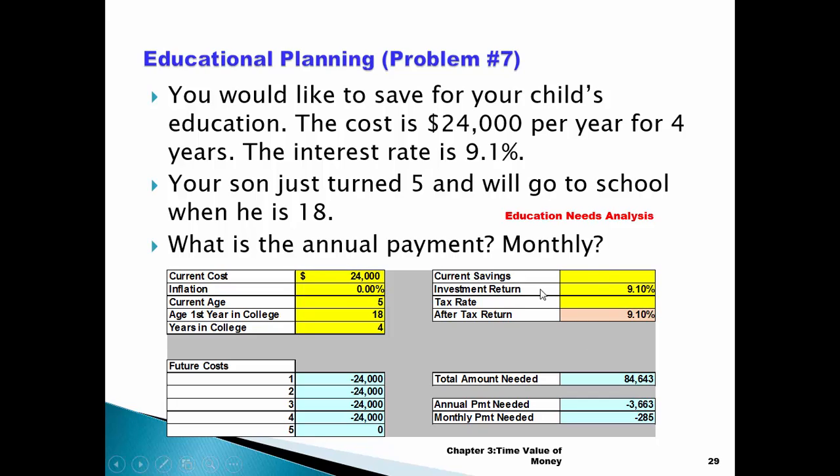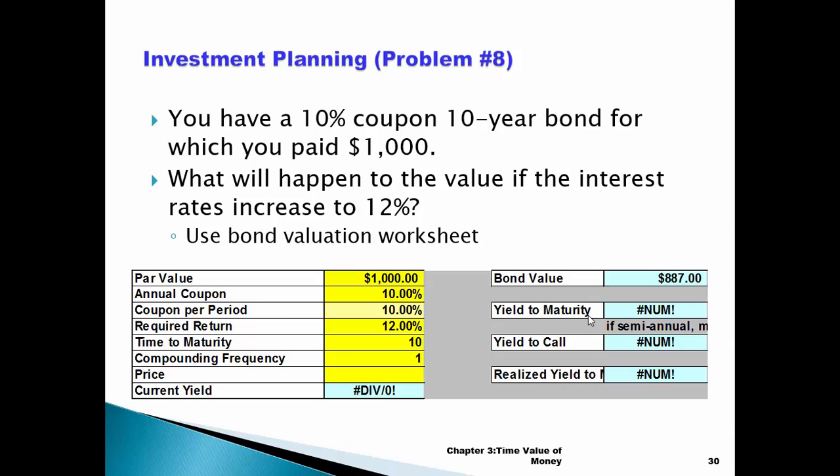We can also add current investment options. We can also add the possibility of not saving in a tax-deferred account, but saving in a taxable account. So all of those are options within this education planning strategy or worksheet here.